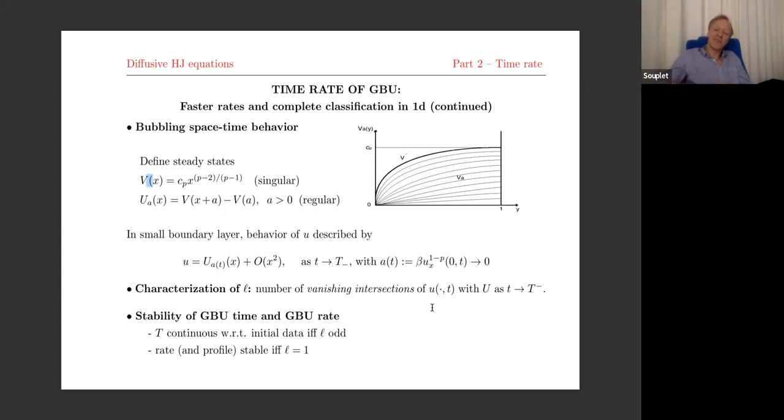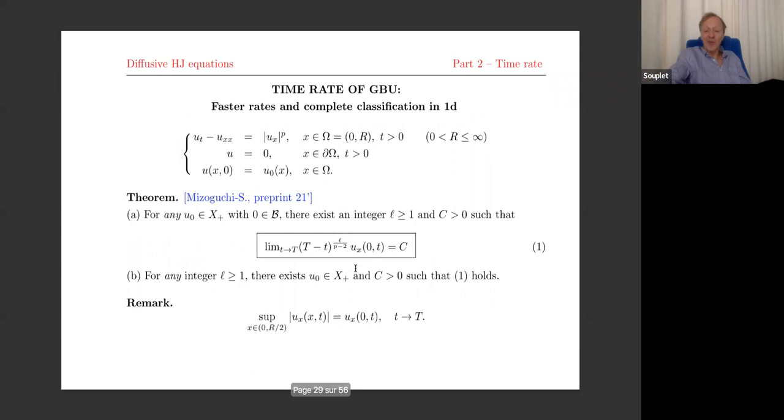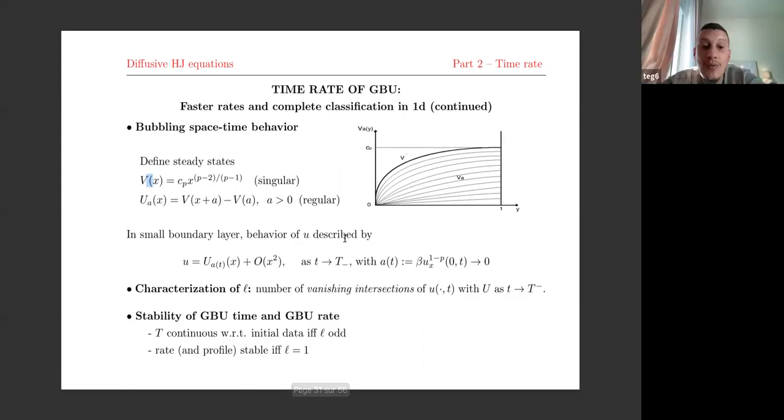You can trace them, and some of them will stay bounded away from zero, and some others will collapse to zero at the final time. You can show that oscillation is not possible. Either they stay bounded away from the boundary, or they collapse to the boundary. The vanishing intersections are those which collapse to the boundary. So there is an integer number of them, call it L, and this L is exactly the L that enters into the rate here. So it's a very precise connection between the geometry of the graph of the solution and its blow-up rate.